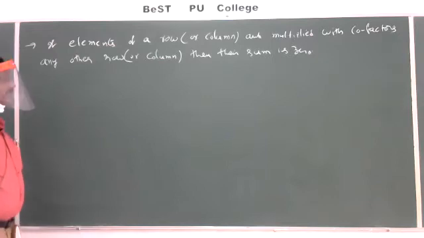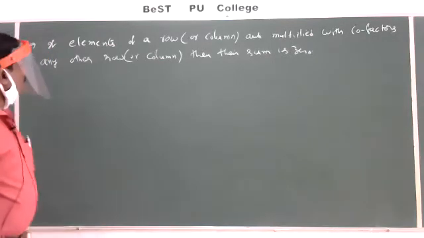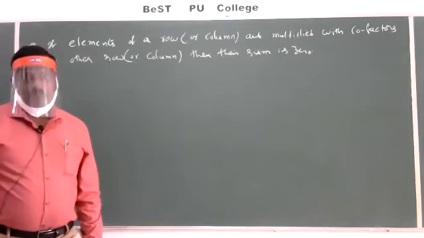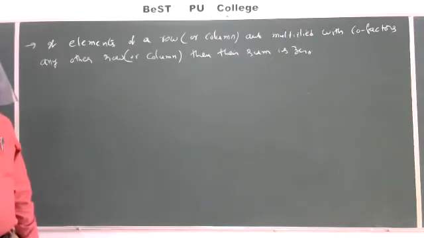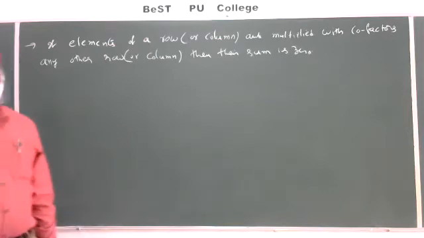Okay, good morning, students. Yesterday we explained how to find the determinant using cofactors. If the elements of any row are multiplied with the cofactors of the same row, the sum of those products is equal to det A.